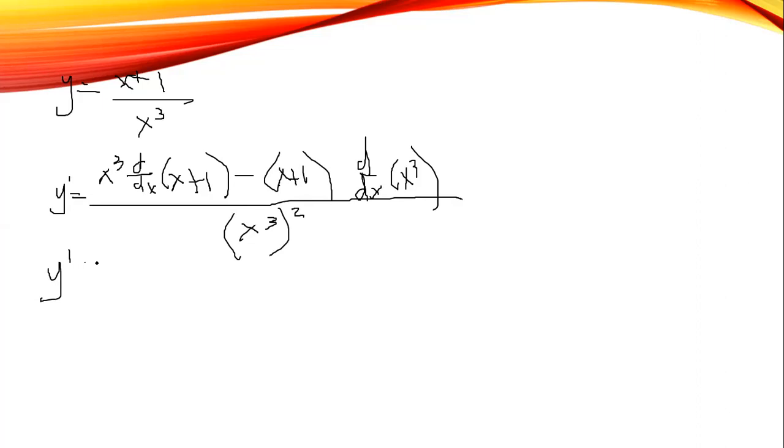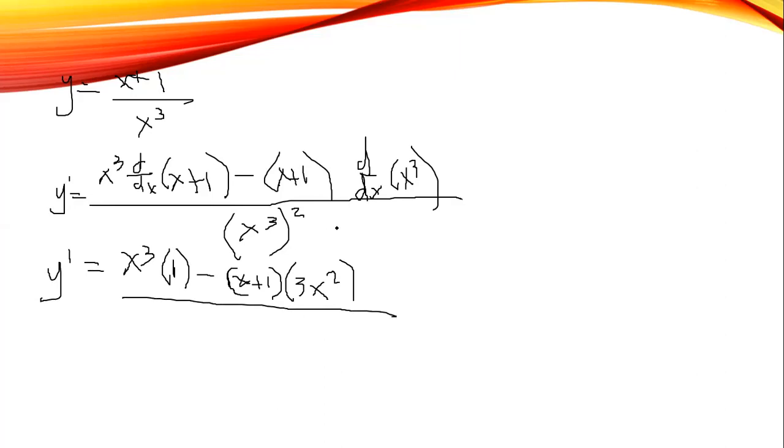So, y prime equals, so we have x cube. The derivative of x plus 1 is equal to 1 minus x plus 1 times the derivative of x cube, which is equal to 3x squared. All over, x cube squared is equal to x raised to the 6th power. Again, if you don't remember your laws of exponents very well, you have to review that. So, for x cube squared, you will be multiplying 3 with 2, so it becomes x raised to the 6th power.